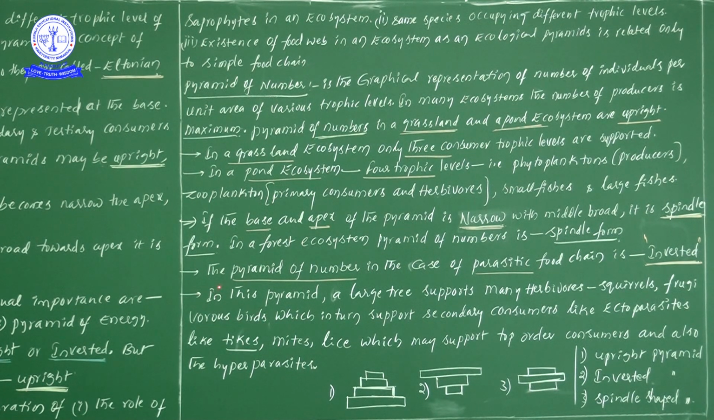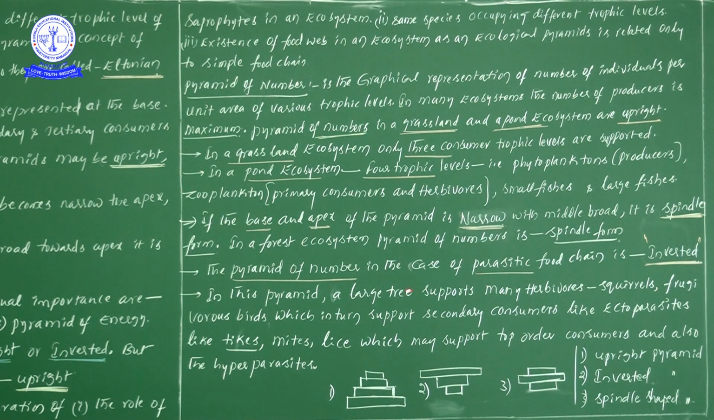Now one more example in pyramid of number. In the case of a parasitic food chain, if you see there, the pyramid of number will be inverted. Pyramid will be inverted, right? In this pyramid, this is the last and final point, let me conclude.